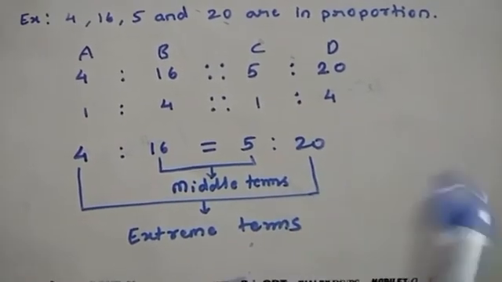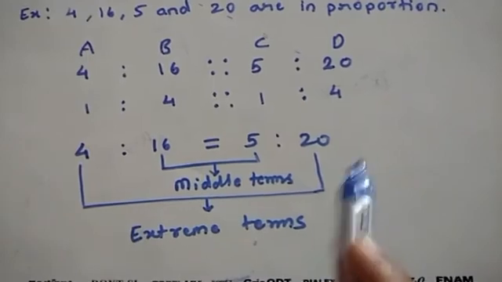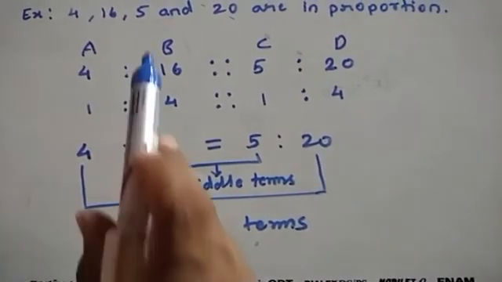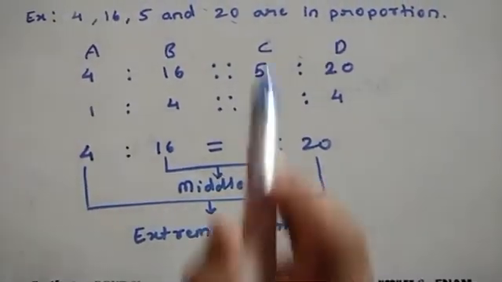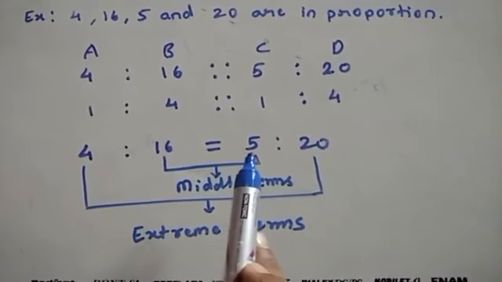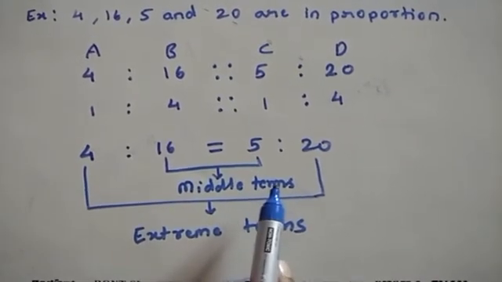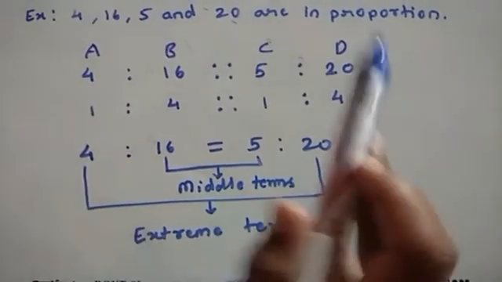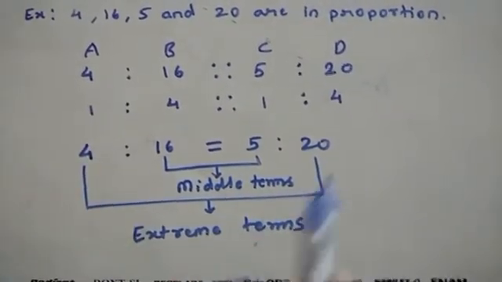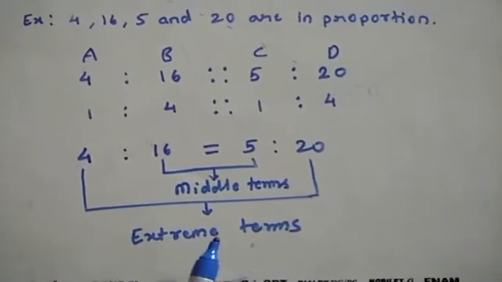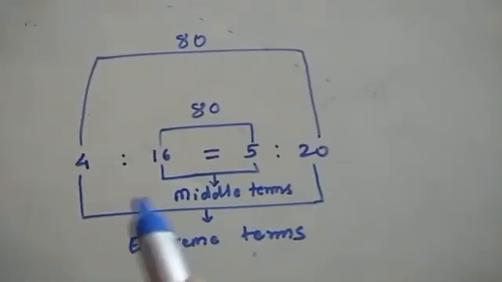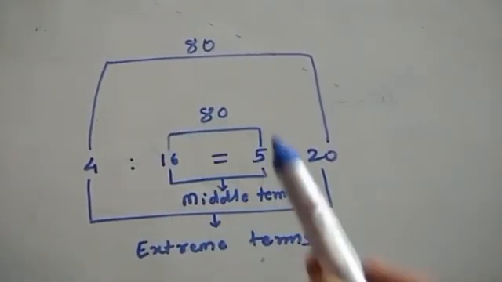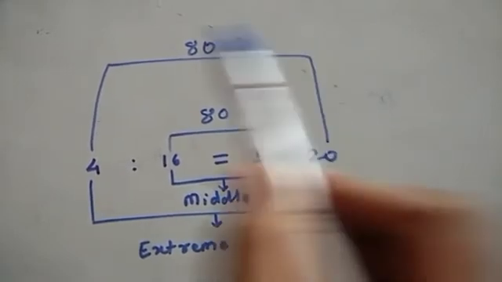Okay, and in these four terms, students, remember that the second term, that is the B term, and the third term, that is the C term, are called the middle terms. And the first term and last term, that is A and D, are called the extreme terms. As well as you remember that the product of middle terms is always equal to the product of extreme terms.